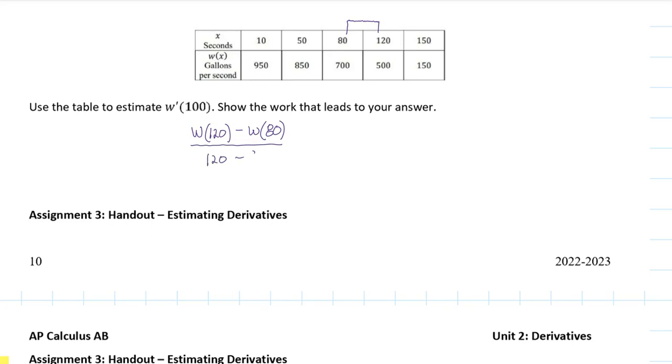Over 120 minus 80. So W of 120 was 500 minus W of 80, which was 700. All over 120 minus 80, that's going to be 40. So I'm going to end up here with negative 200 over 40, which tells me my slope is negative 50. Or negative 5. Sorry about that, negative 5.